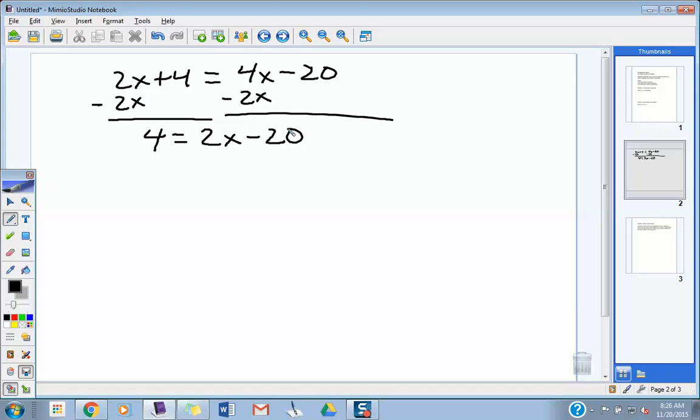All agree so far? All right, so what are you going to add to both sides then? Add 20. So this would become 24 equals 2x. So what's that make your x value in this?